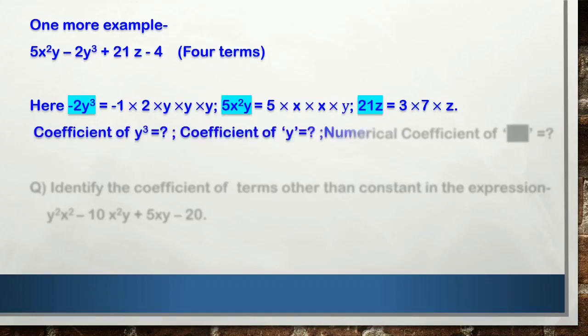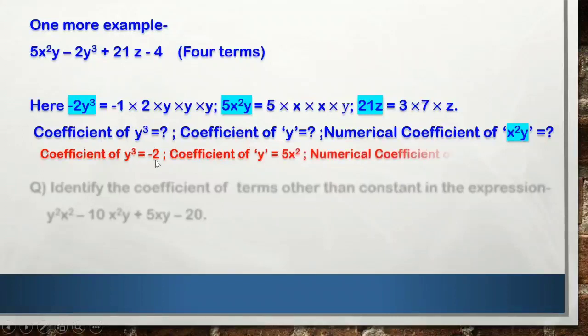So if I ask you what is the coefficient of y cube, I hope you can easily answer that. Coefficient of y, similarly. When I'm asking the coefficient of y, here we don't have a simple y, so I have this term. Other than that y, whatever is remaining will be the coefficient of y. Numerical coefficient of x square y: numerical coefficient specifically means only 5. Now let's see the answer.